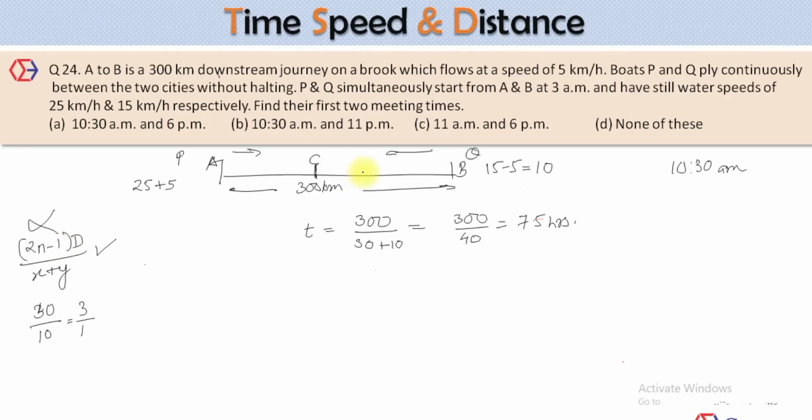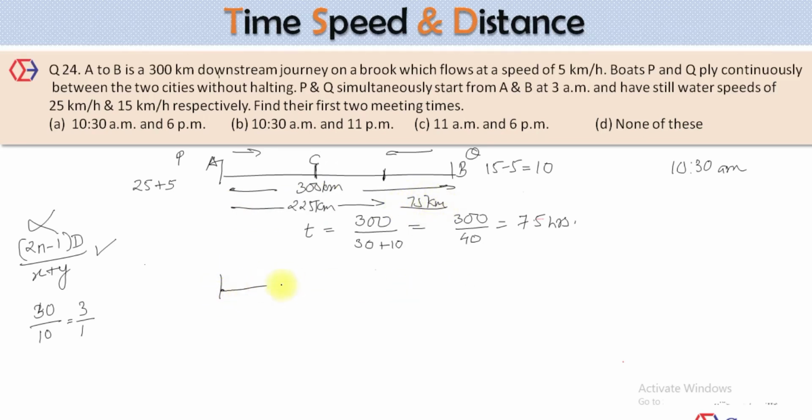At what point will they meet each other? That would be after 7.5 hours. So out of 300 kilometers, 3 parts will be covered by the first person and 1 part will be covered by the second person. That means P will reach here. P will cover how much distance? 7.5 into effective speed, which was 30. So distance covered by P would be 30 into 7.5. That is how much? 225 kilometers. Then Q will cover the remaining 75 kilometers.